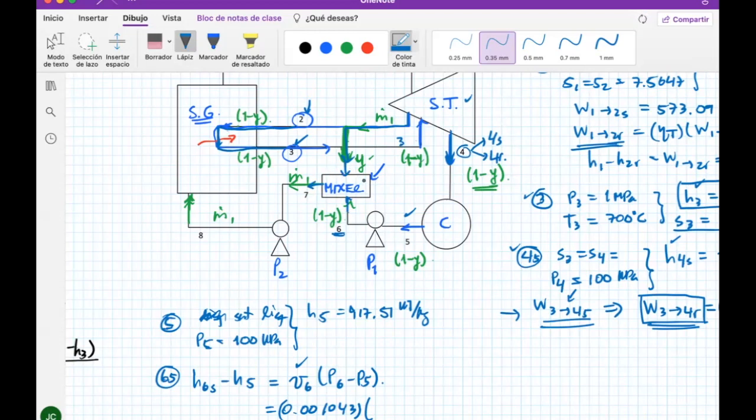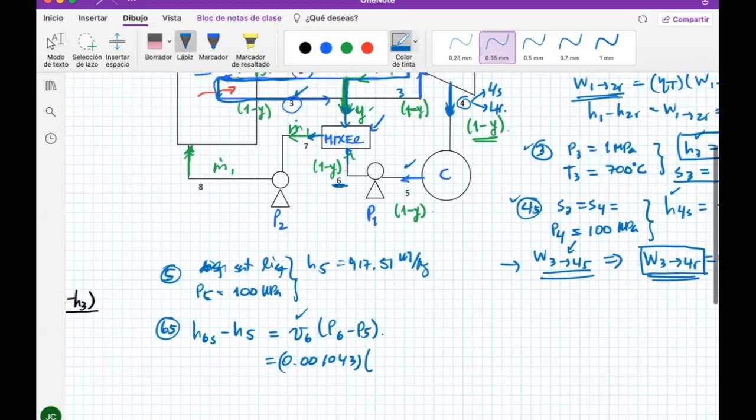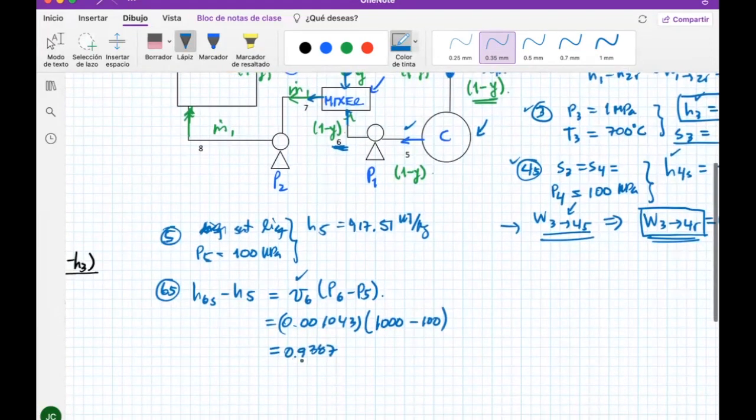So it's a 1 megapascal mixer. This 6 over here, the pressure should be 1,000 kilopascals, because it's 1 megapascal, minus the pressure of the condenser, which was this one over here. If I do that, I will get 0.9387 kilojoules per kilogram. That's the isentropic work of the pump. I'm not interested in that. Let's do the real work of the pump, this is pump 1.